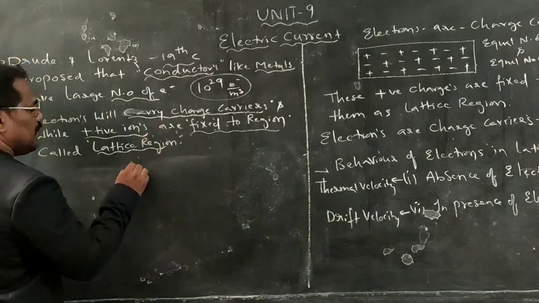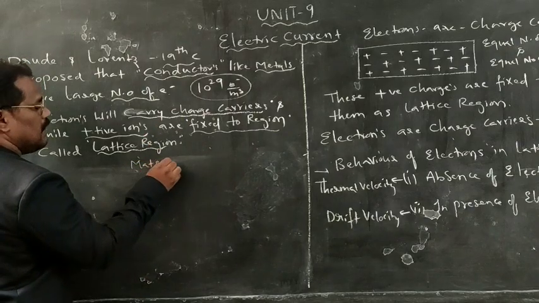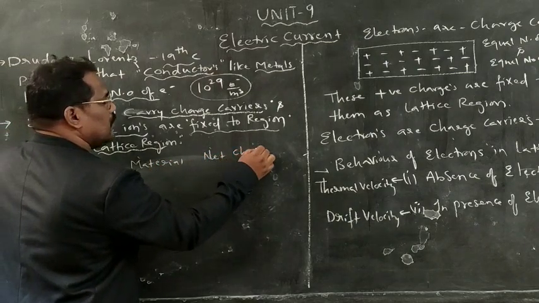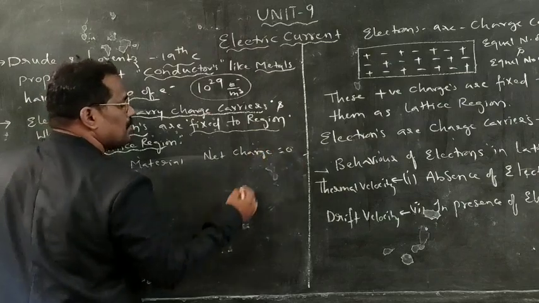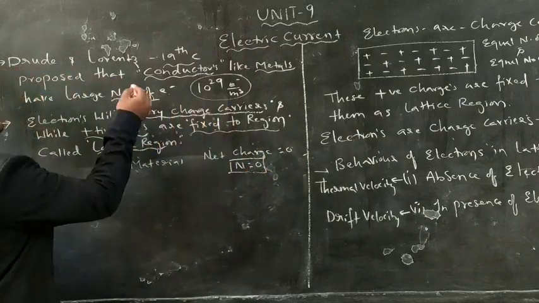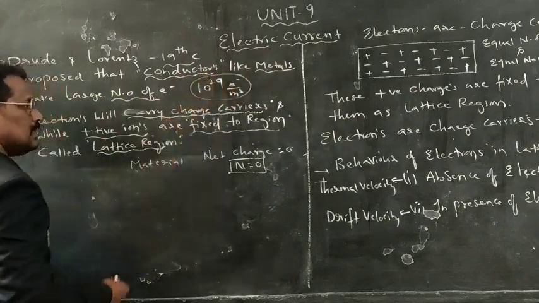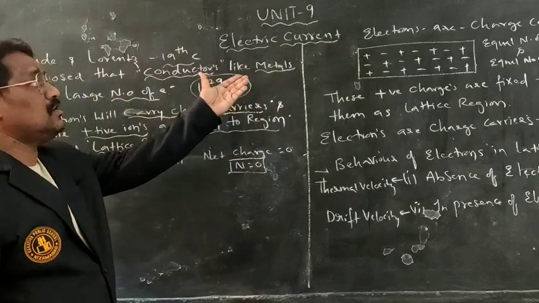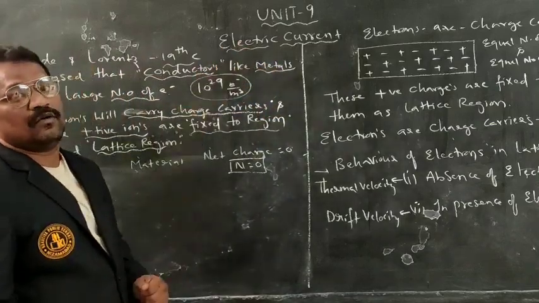If you take any material, its net charge will be equal to 0. Net charge is equal to 0. Here, metals are the charge carriers. If I take a metal, the number of electrons existing in the metal will be more.